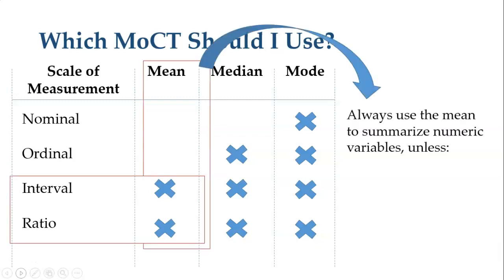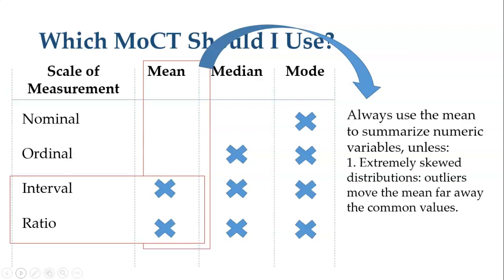Whenever you have a numerical variable such as interval or ratio, you should use the mean because it's the most powerful, and combined with one of the measures of variability, the standard deviation, it gives you the ability to describe the data in a more precise way and to conduct more advanced and sophisticated statistical analysis, okay? But there are a few cases in which you should not use the mean even if you have numeric variables.